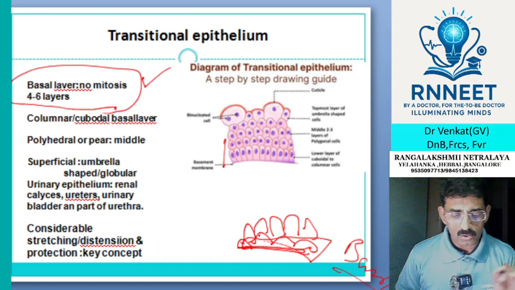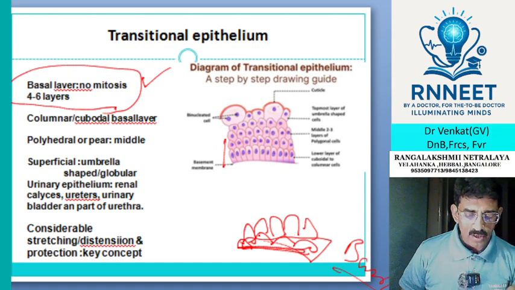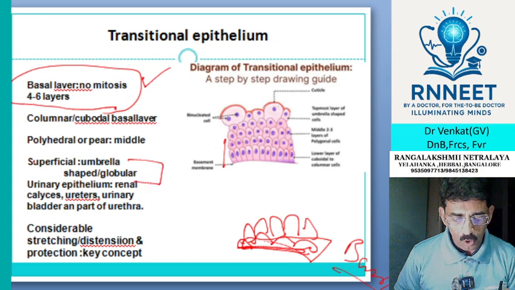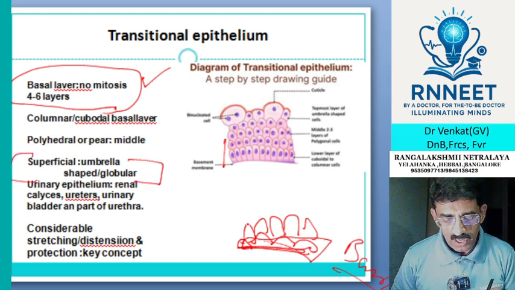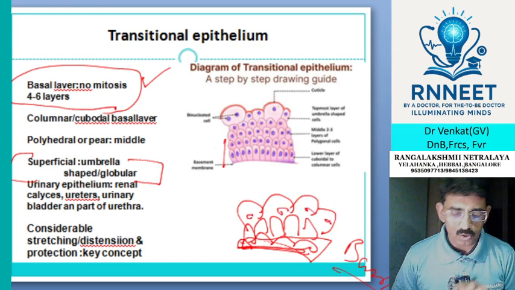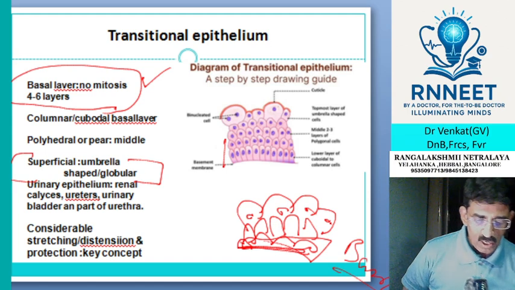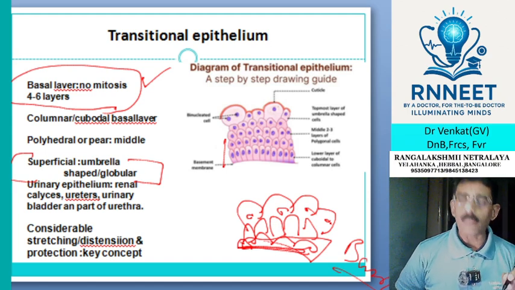The upper cells multiply. Then you get superficial cells which are umbrella shaped or globular. So you see they are more like globes, small, round features, and so they are called globules, like fat globules, and these are called the globular epithelium.